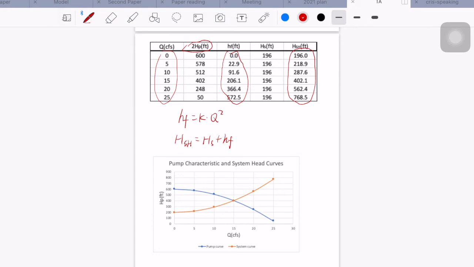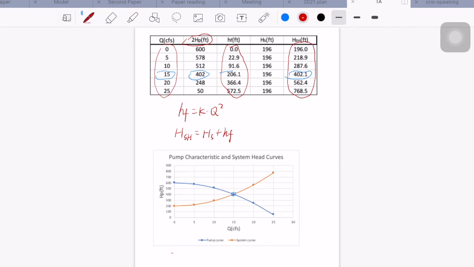And from the table, or from this figure, we can know the intersection of the pump characteristics curve and the system curve is at Q equals 15 cubic feet per second, and the HP equals 402 feet.